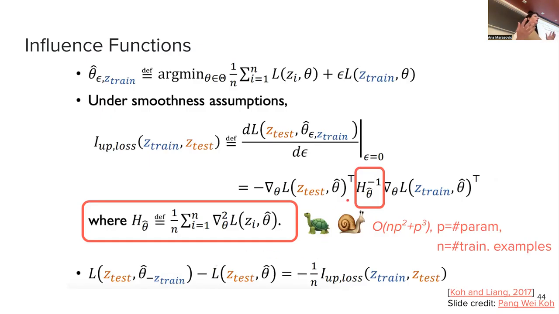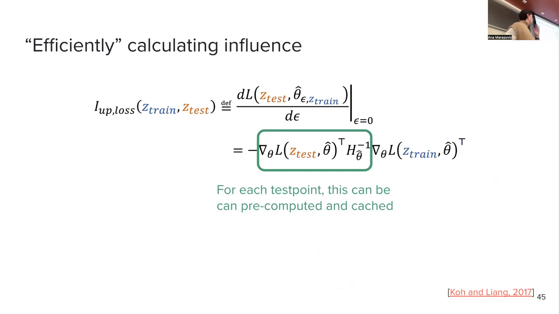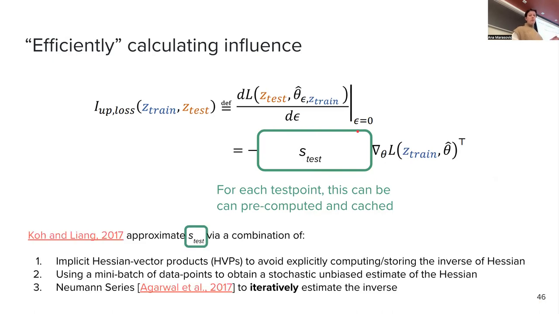And the issue we then encountered is that this is really slow. We need to produce these Hessians that have a terrible complexity with respect to the number of parameters and number of training examples. And given that our models now range to at least 7 billion parameters, this becomes really, really expensive. Already in 2017, when people produced this, they said, okay, for each test point, we can pre-compute this, and then we are going to multiply it with different gradients with respect to the loss of different training examples. But we don't need to compute this every time for every training example. This can be cached.